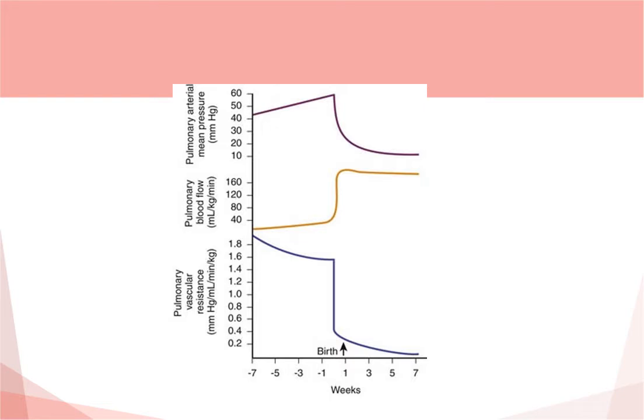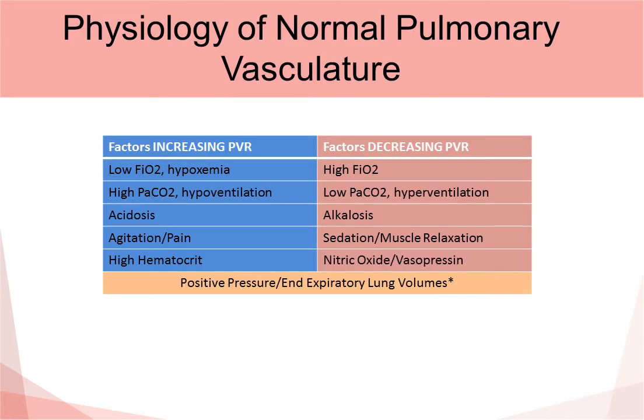As you can tell through the graphs right here, pulmonary blood flow increases with birth, but pulmonary vascular resistance doesn't actually attain normal values until multiple weeks after birth. Now, normal pulmonary vasculature has a number of factors that can affect it. Things that can increase pulmonary vascular resistance are low fraction of inspired oxygen or hypoxemic conditions, high PaCO2 or times of hypoventilation, states of acidosis, specifically metabolic acidosis, agitation and pain, and high hematocrit. Things that can decrease pulmonary vascular resistance are a high fraction of inspired oxygen, low arterial CO2 or hyperventilation, states of alkalosis, and also if the patient is well sedated or muscle relaxed.